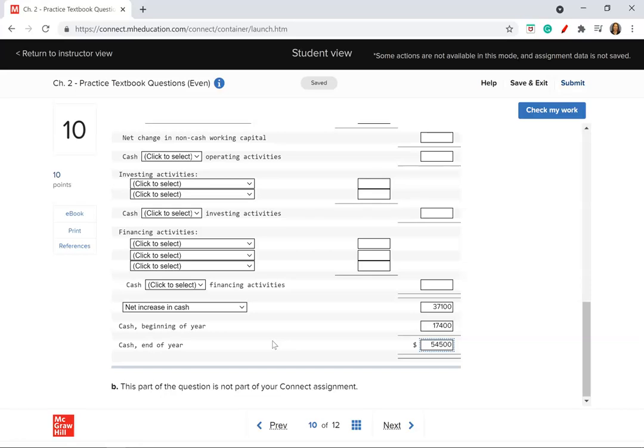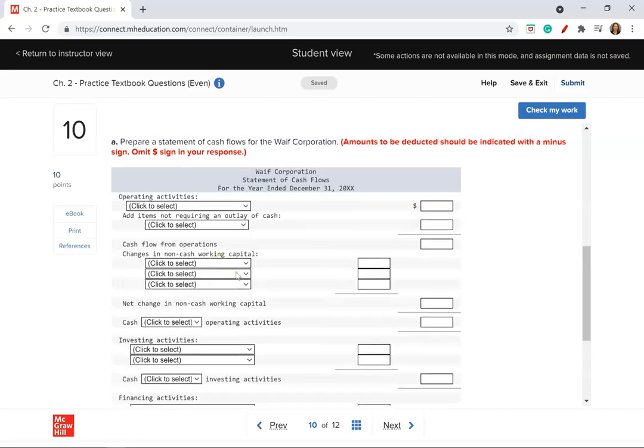Now I have to figure out what caused that change. So let's start with our operating activities. So when we do the operating activities, there's actually 2 ways you can do it. One is called the direct method and another is the indirect method. But for our purposes, I am just showing you how to do the indirect method. And with that, we always start with our net income as our starting point.